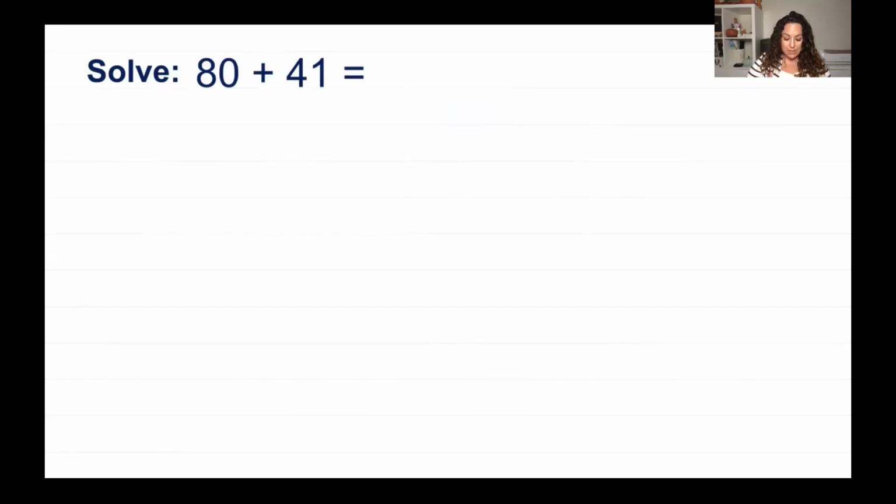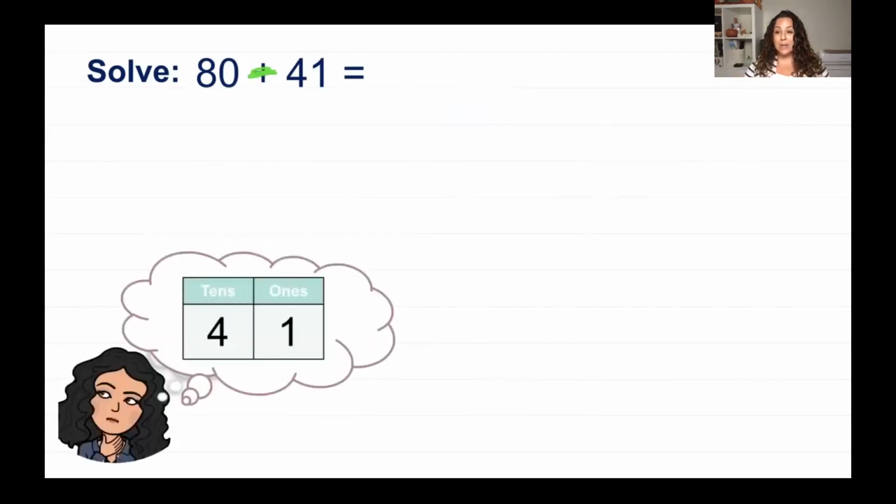So I notice a mistake right here. I have all kinds of mistakes, but remember, everybody makes mistakes and I make the most. So here we go, 80, and this should say take away 41. So excuse my mistake right there. And I know that 41 is 4 tens and 1 one.